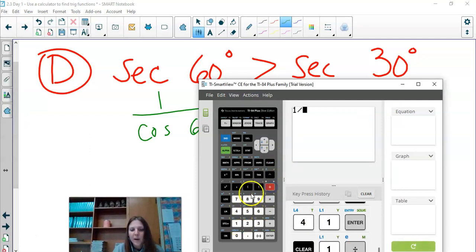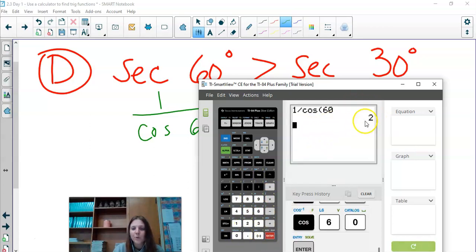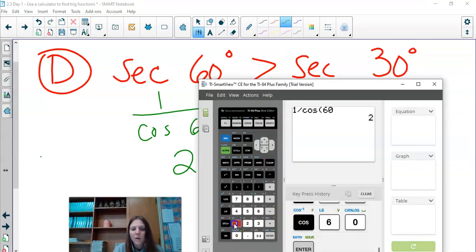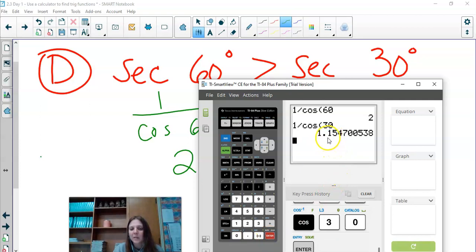1 divided by cosine 60. Round to 6. Oh, I don't have to round this one. It just equals 2. Let's try the cosine. 1 divided by cosine of, this time, 30. See if it's any different. And this time we do get some decimals, so round to 6. 1, 2, 3, 4, 5, 6.